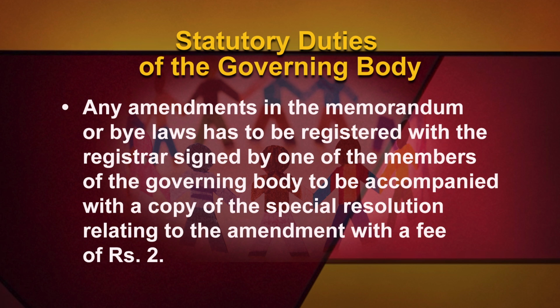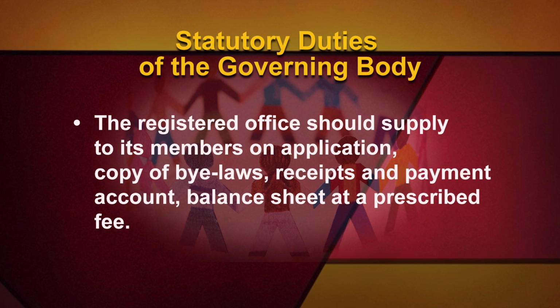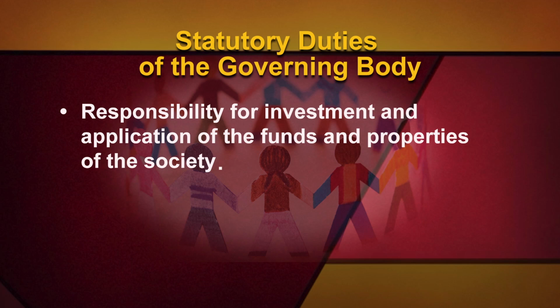Any amendments in the memorandum or bylaws have to be registered with the registrar, signed by one of the members of the governing body, to be accompanied with a copy of the special resolution relating to the amendment with a fee of ₹2. Ensuring that the notice for the AGM and extraordinary meeting is duly sent to all the members. The registered office should supply to its members on application a copy of bylaws, receipts and payment account, balance sheet at a prescribed fee. Responsibility for investment and application of the funds and properties of the society.